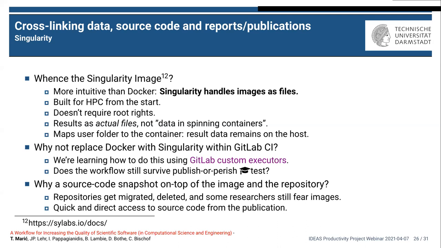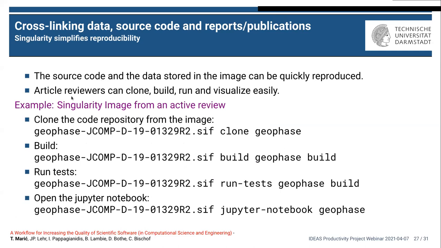We are adding source code snapshots on top of the image in the repository because active repositories can get migrated or deleted. And this provides quick and direct access to the source code from the publication. Okay, and this is how it looks for a live review. We have a Singularity image that's part of a publication that is currently under review. You can clone the code repository, build the software under test, and open these Jupyter notebooks that I'm mentioning from within the image with a few commands, which is really great. At least article reviewers can do this without installing dependencies on their machine.